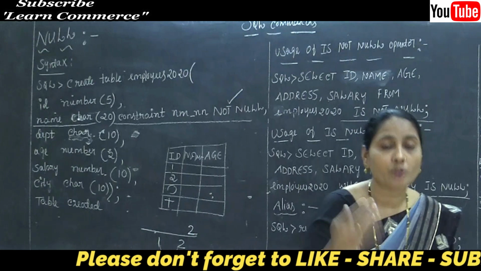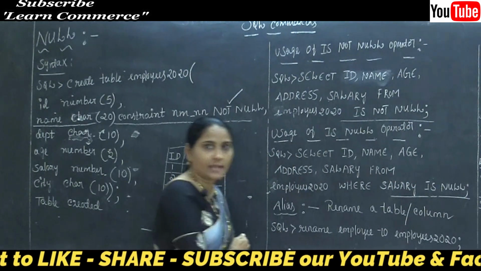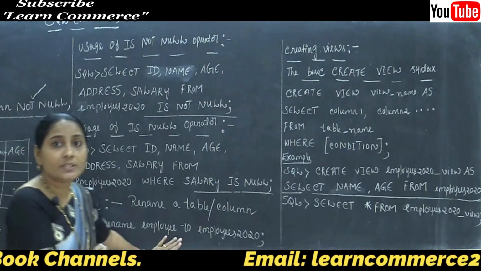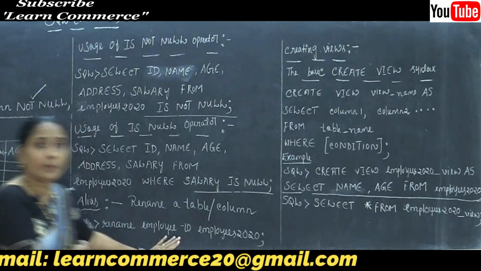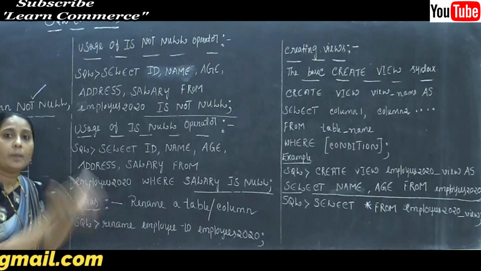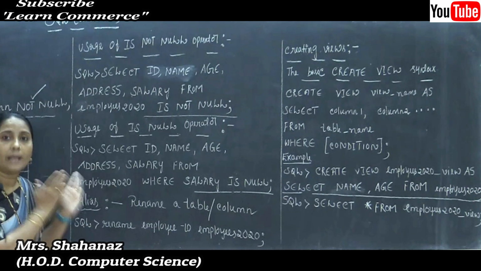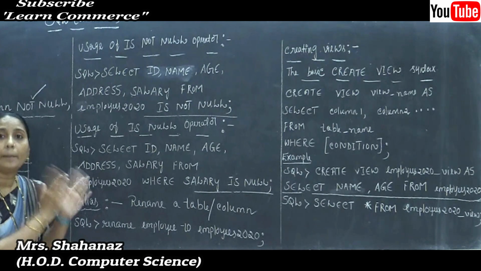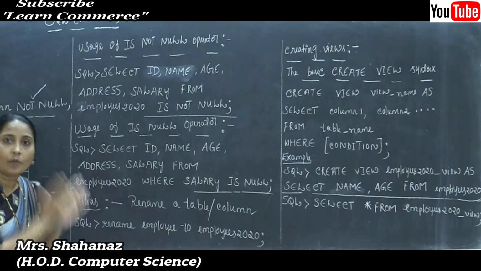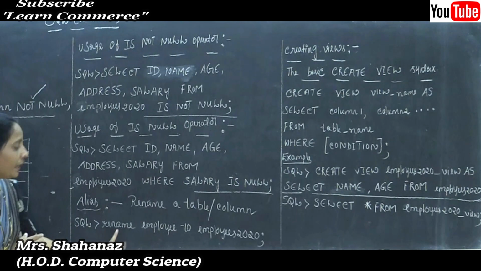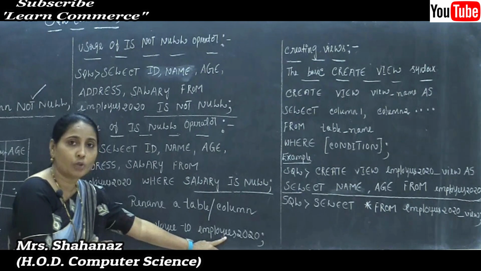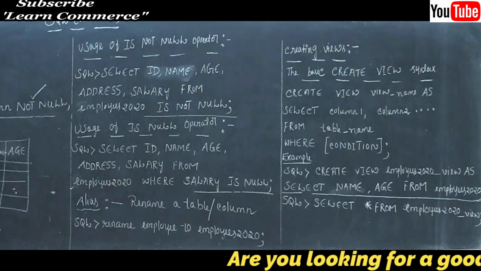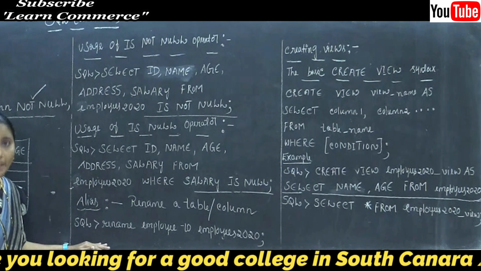But next time when you want to view such a table, we need to use select star from employees 2021. Why? Because now we have renamed the table using a command like alias, and the alias command is used to rename a table or a column temporarily by giving another name. And how do we use the command? The command is rename employee to employees 2020, and then the semicolon. At that time we will get the message that the table is renamed.